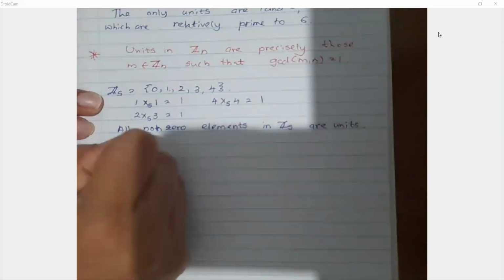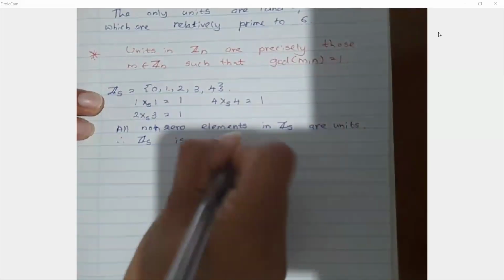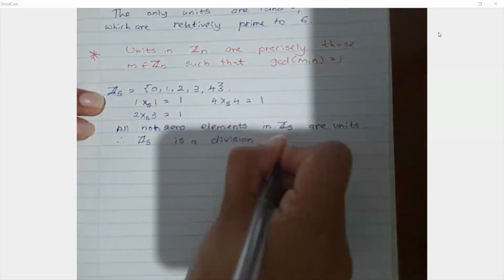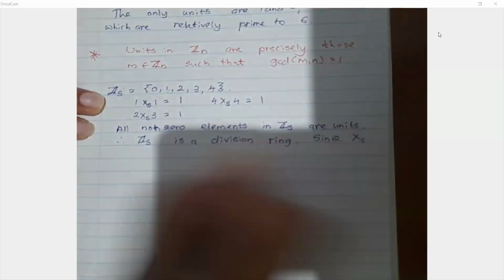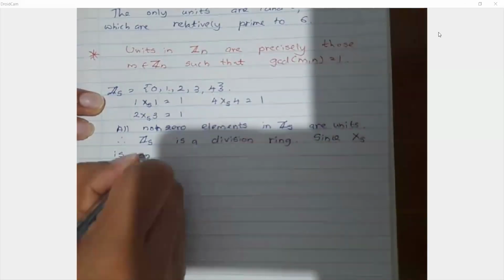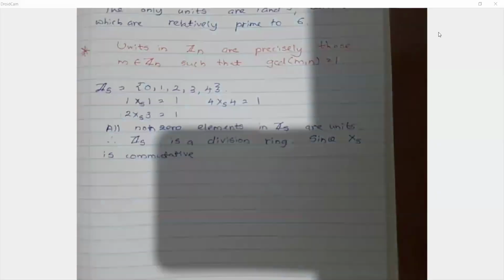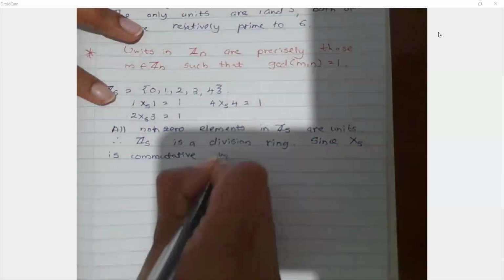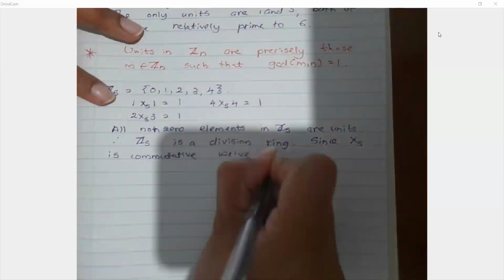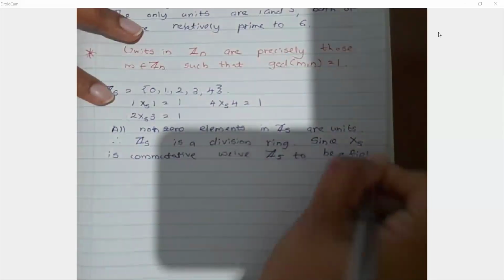Therefore, Z5 by definition is a division ring. Since multiplication modulo 5 is commutative, Z5 is a commutative ring. So by definition, it's a field because it's a commutative division ring. We know that this is a field.